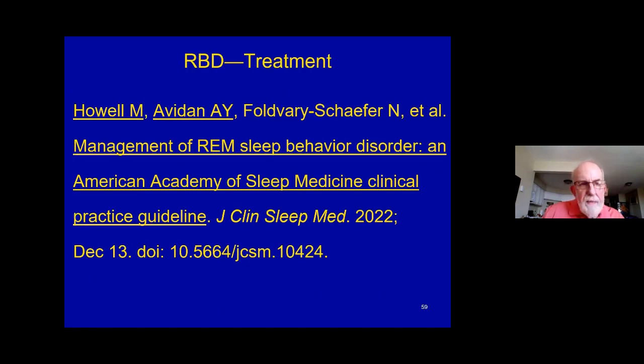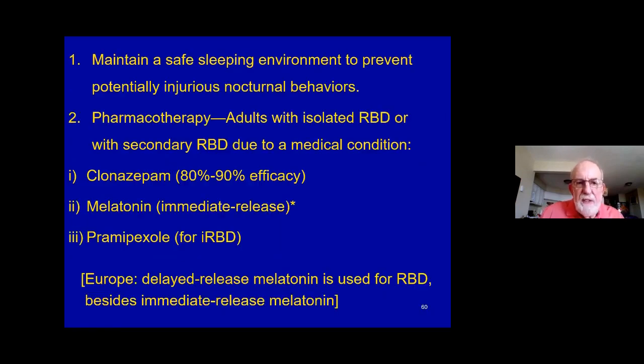Clinical Practice Guideline. First of all, you have to maintain a safe sleeping environment to prevent potentially injurious nocturnal behaviors. That's far and away number one, always. Obviously, many patients need pharmacotherapy, particularly adults with isolated RBD or with secondary RBD due to a medical condition. The top two choices are clonazepam, with up to 90% efficacy in the published literature, and also melatonin, immediate release in the United States, but I know in Europe delayed release melatonin is used that can be highly effective as well. And then third on the list is pramipexole.